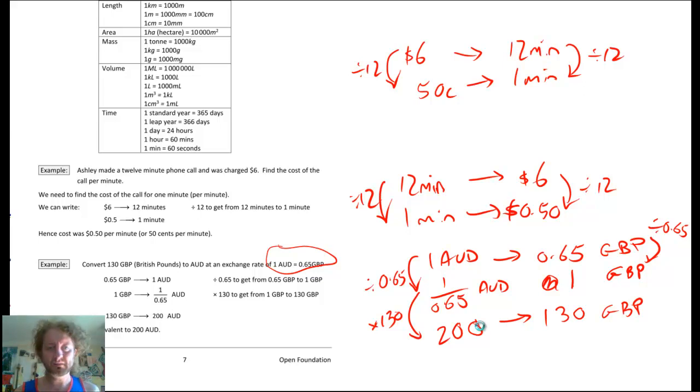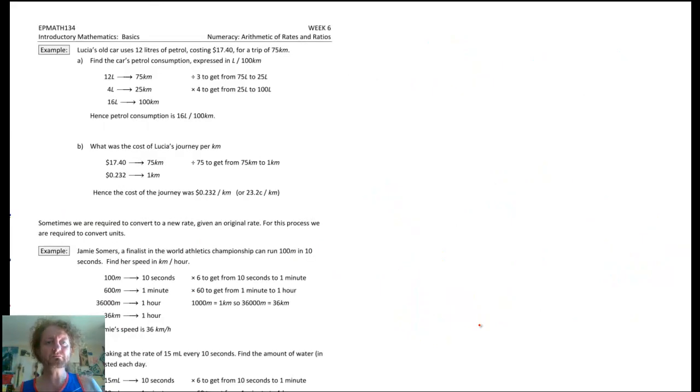Let's do some more. I'm going to try my neatest on this one. Lucia's old car uses 12 litres of petrol, costing $17.40 for a trip of 75 kilometres. Here we've got 3 bits of info. Normally these things just give you, this gives this, and then we carry on with these 2 things. So depending on the question, we might have excessive information. We don't always have to use everything. Let's just try and make it clear what we're trying to find out.